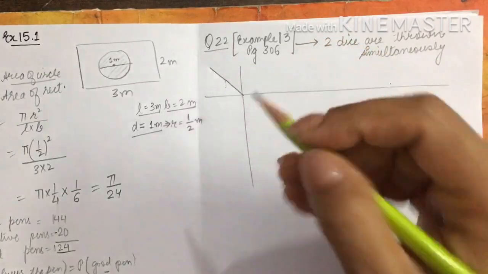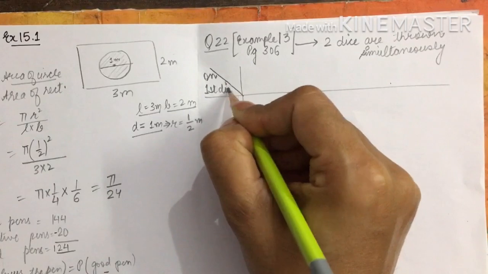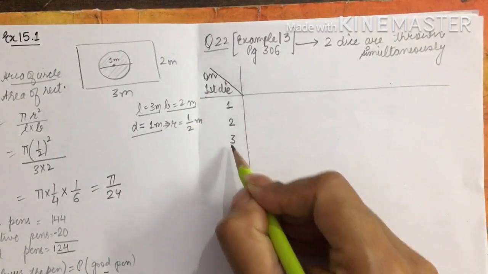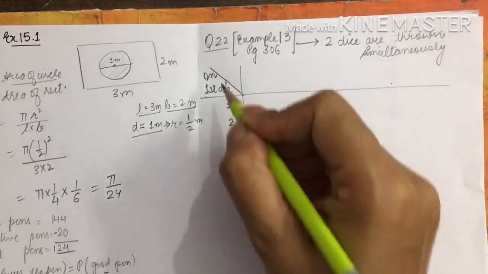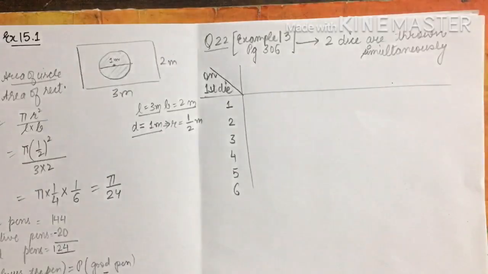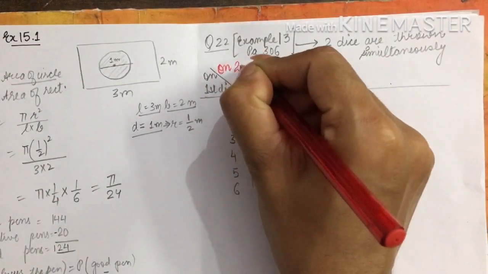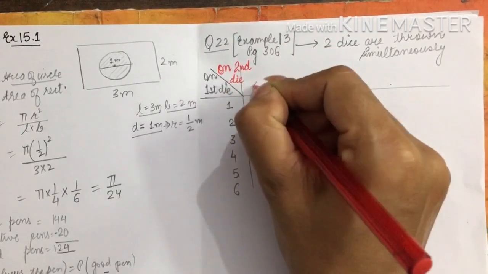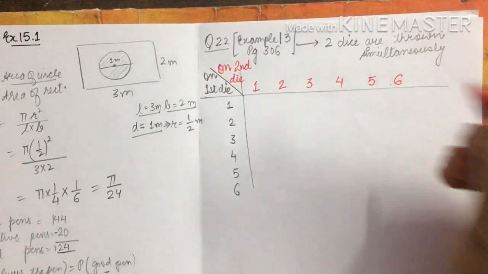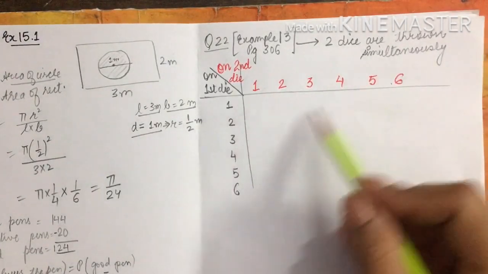So let's divide it like this. On the first die we could have 1, we could have 2, we could have 3, 4, 5 or 6. This is for the first die. And then for the second die, on the second die we could have 1, 2, 3, 4, 5 and 6. Now the combinations will be formed by these.